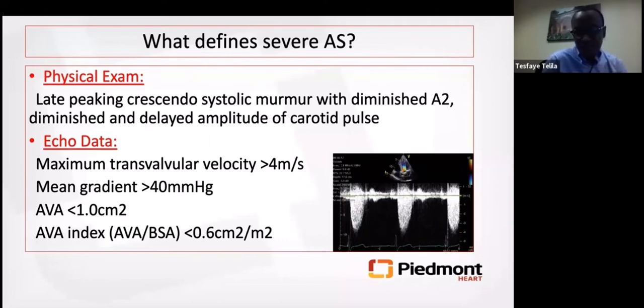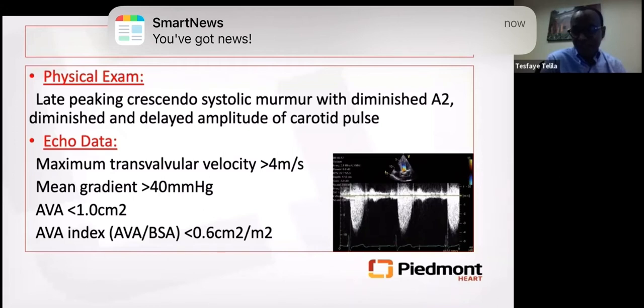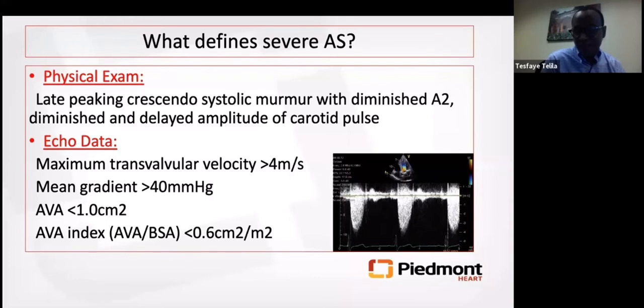Otherwise, maximal transvalvular velocity greater than 4 meters per second, mean gradient greater than 40, and aortic valve area less than 1 square centimeter, or if you index that valve area, less than 0.6 centimeter squared per meter squared, will give you severe aortic stenosis. This is what the echo looks like, a CW Doppler across the aortic valve. It shows you a velocity of about 4, which is essentially severe aortic stenosis.